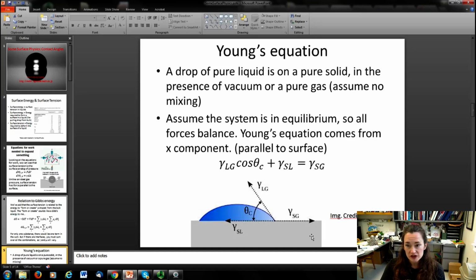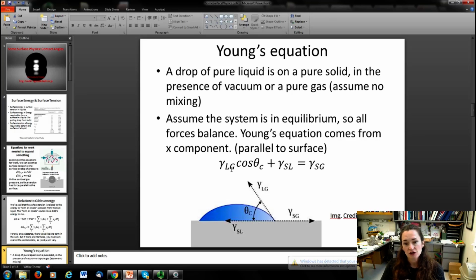Now, if we assume that this system is in equilibrium, that means nothing's moving or accelerating. So that means that all the forces are going to balance. So we could do our free body diagram and set the sum of all forces in all directions equal to 0. If we look at the equation that we get out in the x direction, the sum of the forces in x is equal to 0, then we end up with this little guy right here.